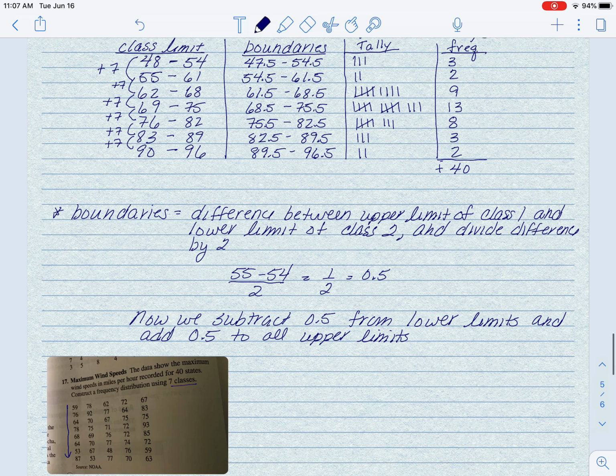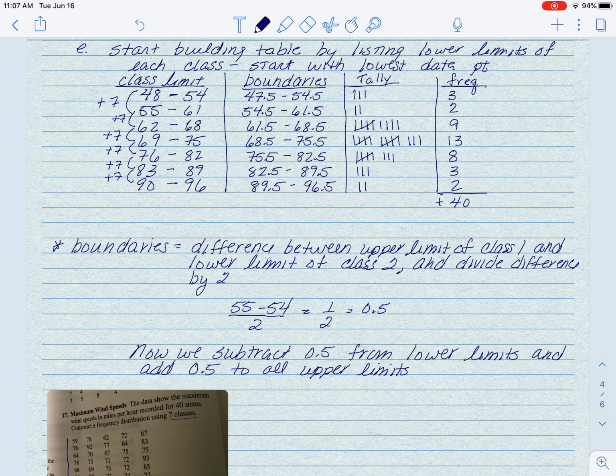The last thing we want to do with this is a cumulative frequency. I do it slightly differently than the book. You can do it the book way. What I do is create a last column over here. The cumulative frequency is the number of data points less than or equal to the highest boundary in that class. So in this first class, the number of data points less than or equal to 54.5 is 3. In the second class, the number of data points less than or equal to 61.5 is the 3 in the first class plus 2 in the second class. So altogether there are 5.